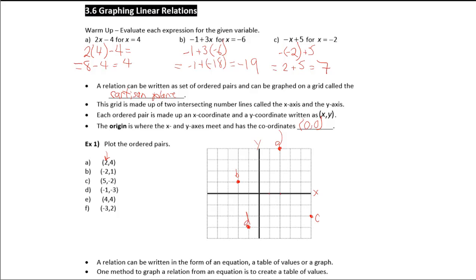Point E is (4, 4), so I go from the origin 1, 2, 3, 4, and then I go up 1, 2, 3, 4 here. And that will be point E. Sorry, it's a little tricky to draw on this tablet sometimes. There we go, point E. Point F is (-3, 2), so I go back 1, 2, 3, then up 2, 1, 2, and that's point F right here.